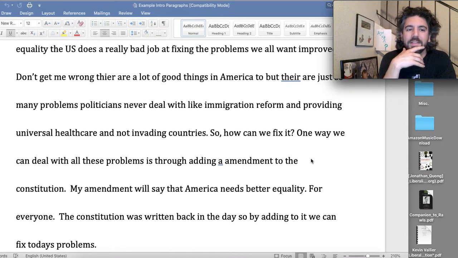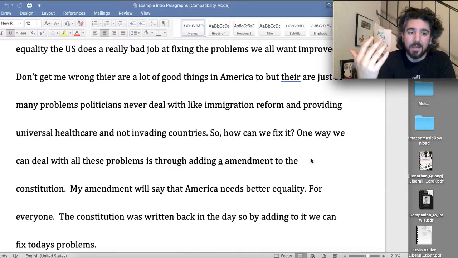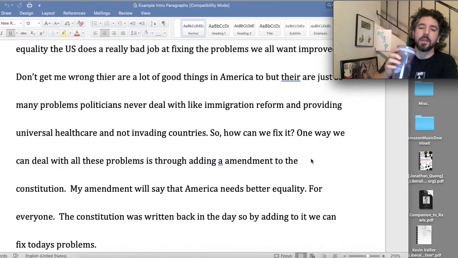Also, a lot of you have a tendency to use a lot of semicolons. I would say just don't use any semicolons. It's tricky. I don't know the rules of semicolons, so I doubt many of you do. If you do, you may use them, but I think it's a bad way of having run-on sentences. So I would say avoid semicolons.